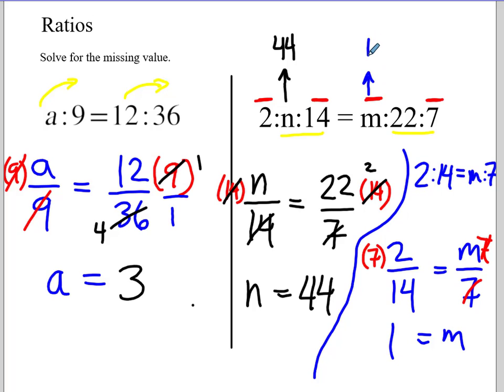And if we do a quick check, everything on this side is twice as large as everything on this side. Okay, so the 7 and the 14, they're off by twice. 22 and 44, twice. 1 and 2, twice. So always do that kind of checking.